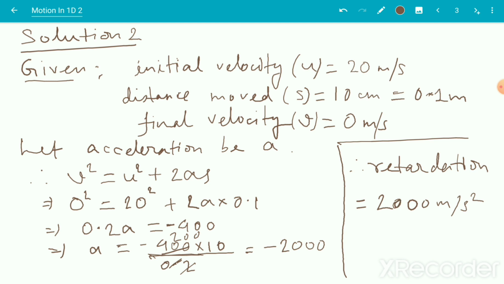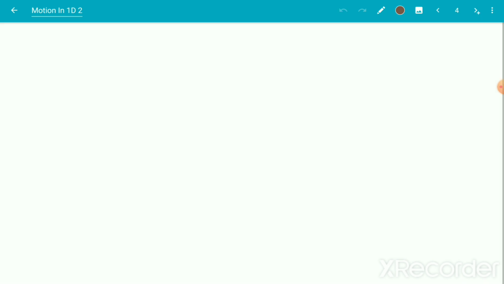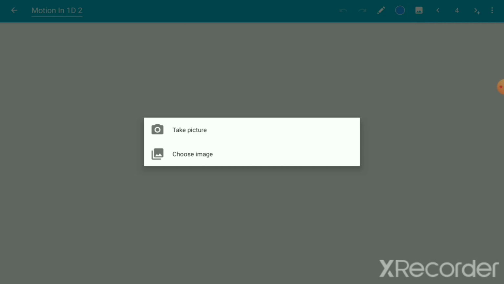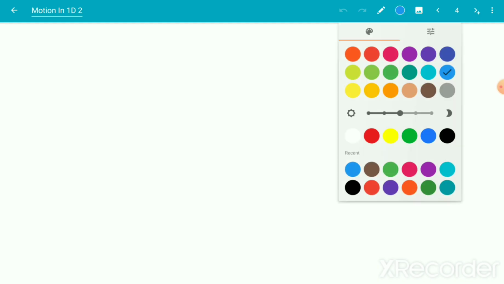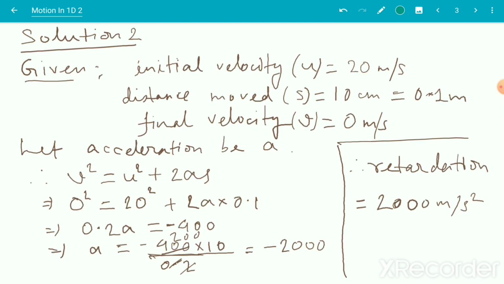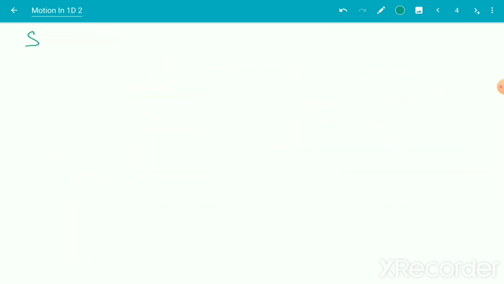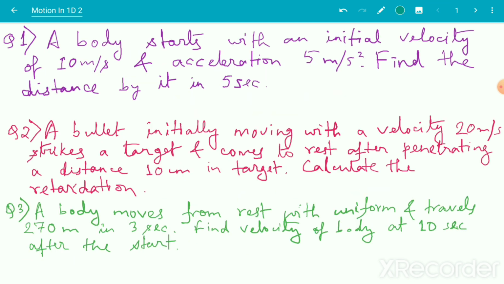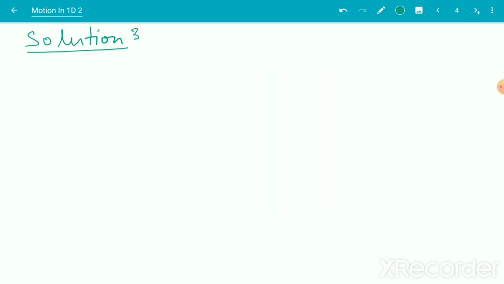Okay, fine. Now coming to the last problem. Okay, now solution number 3. Again, we need to see what information has been given here. It is said that the body moves from rest. Moves from rest means initial velocity u is 0.